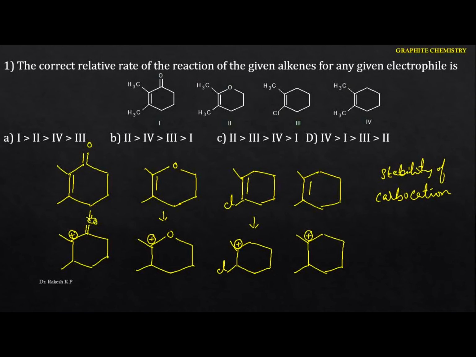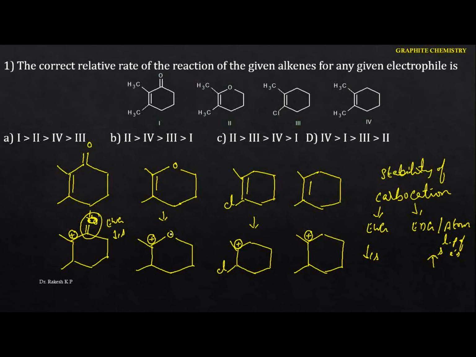Here we have a carbonyl group, that is C double bond O. So this group will be an electron withdrawing group. For any carbocation, if there is a presence of an electron withdrawing group, the stability decreases. Suppose it contains an electron donating group, or an atom containing a lone pair of electrons, then the stability of the carbocation increases. This group is an electron withdrawing group, so the stability decreases.